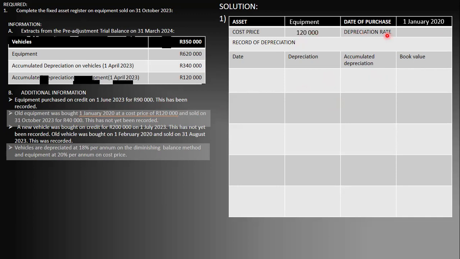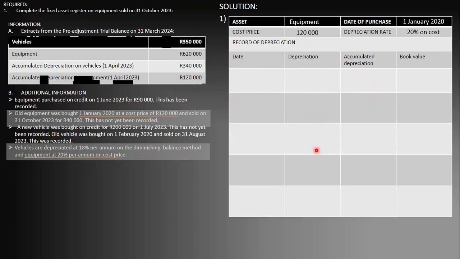And the depreciation rate, it's given to us also. The depreciation rate on this equipment is 20% per annum on cost price, right? So that's the rate. The rate is 20% and the method is on cost price. Now, this is different from the diminishing balance method. There's a difference between the cost price method and a diminishing balance method. But in this lesson, we'll be focusing on the cost price method, right? So now we need to fill in this information here.